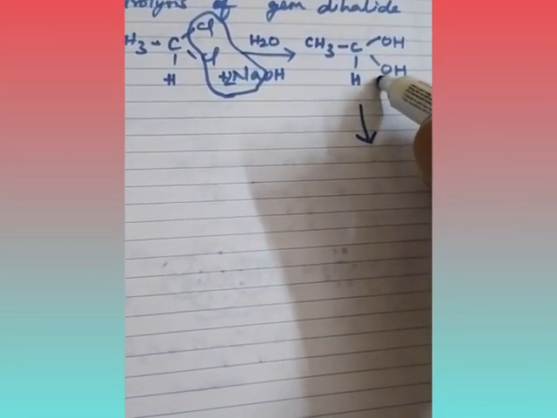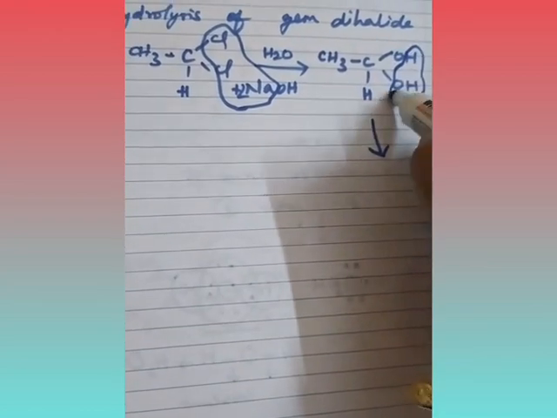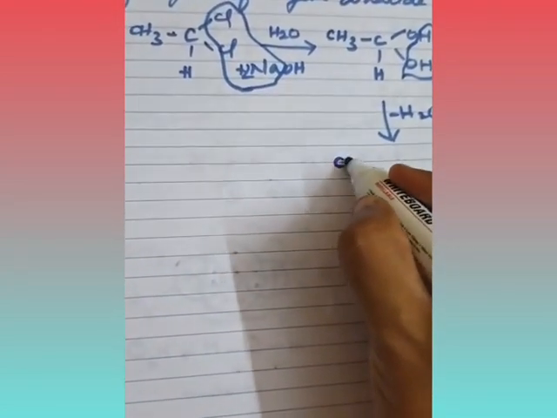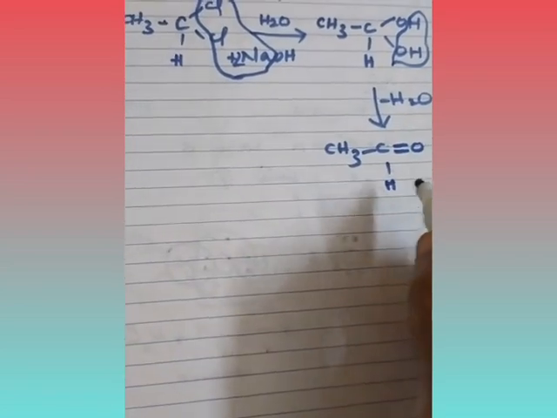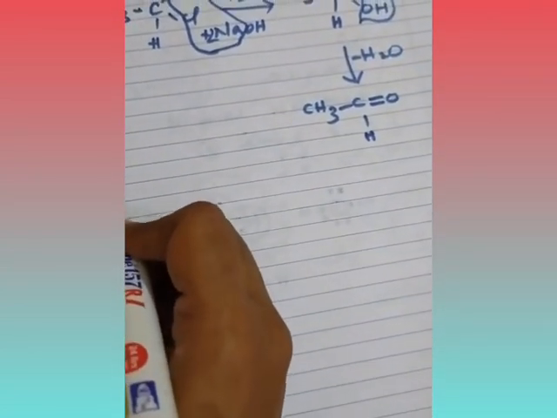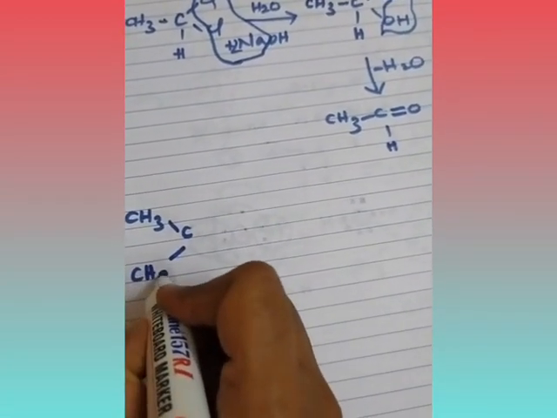Here again, when the reaction continues, water will be liberated, H2O will be eliminated. So what is the product? CH3 we have, CH, and then I have a double bond. So this is your aldehyde. Now how will you prepare the ketone? Let us take CH3, C, CH3.